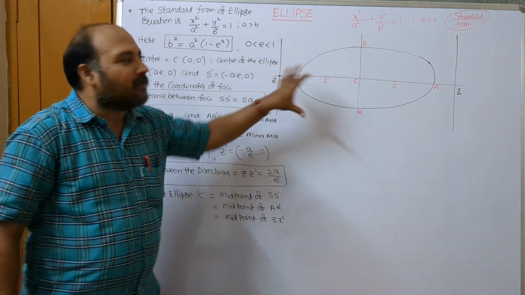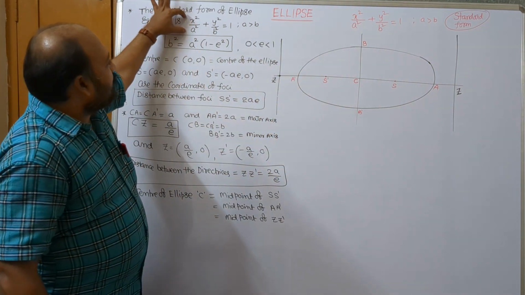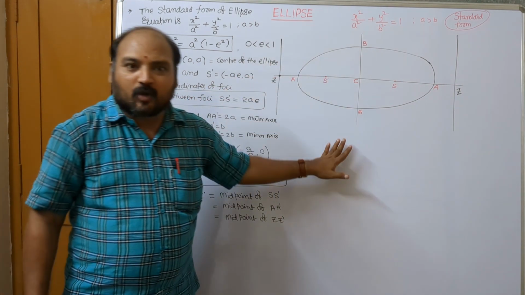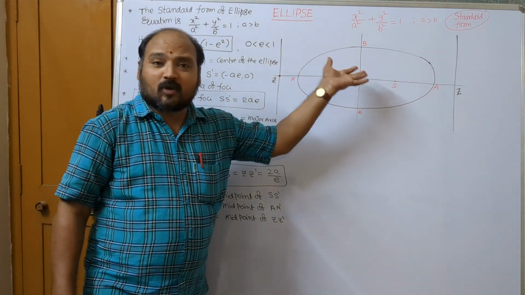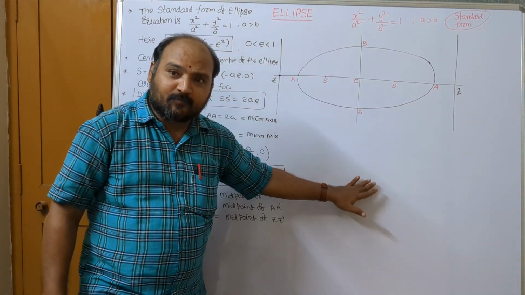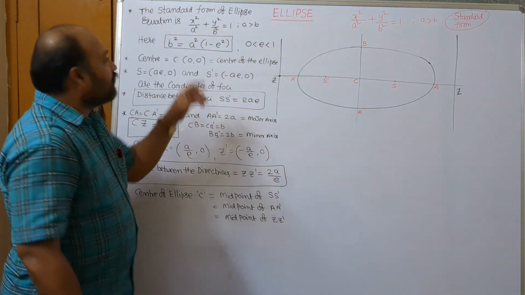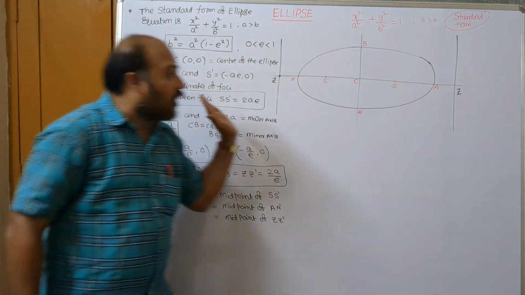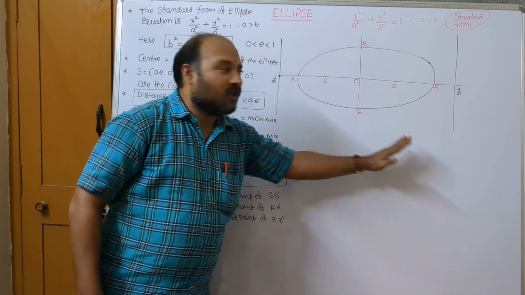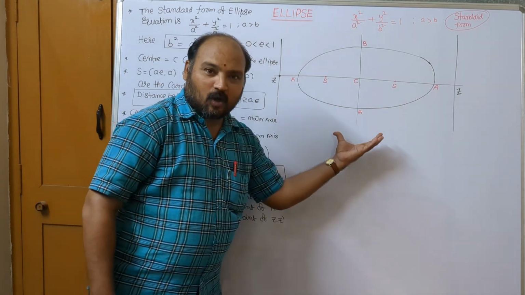Okay. Now, various forms of ellipse in the next video. First, what is the terminology of this? X square by A square plus Y square by B square equal to 1, when A is greater than B, is called the standard equation of ellipse. Okay. After that, here B square equal to, this is the horizontal type ellipse. When the ellipse is in this form, this is called horizontal.